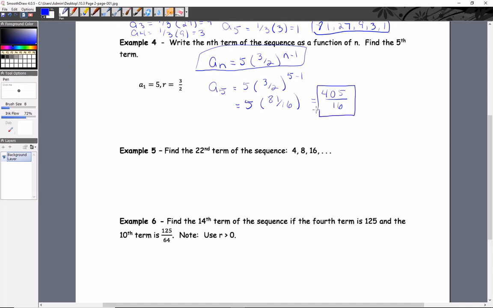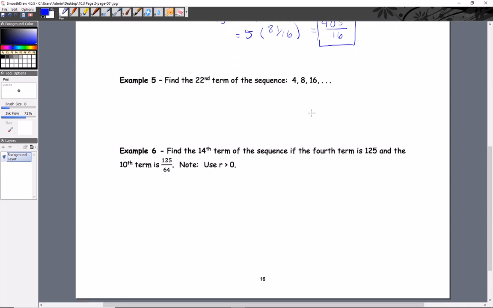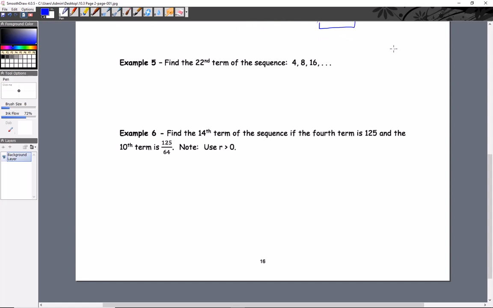Okay. All right. So let's go on to example 5. It says find the 22nd term of the sequence 4, 8, 16. And if you look at that, 8 over 4 is 2. We can just look at it this way. 4 times 2 is 8. And 8 times 2 is 16. So it looks to me as though r is going to be 2.